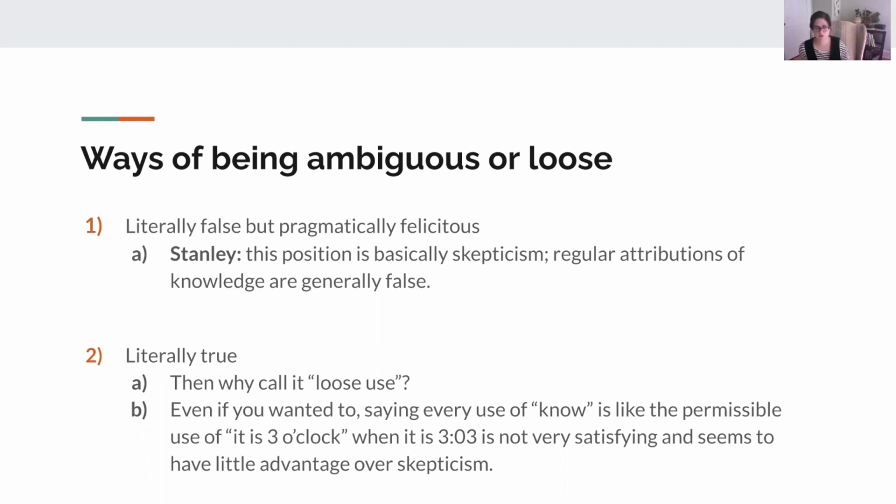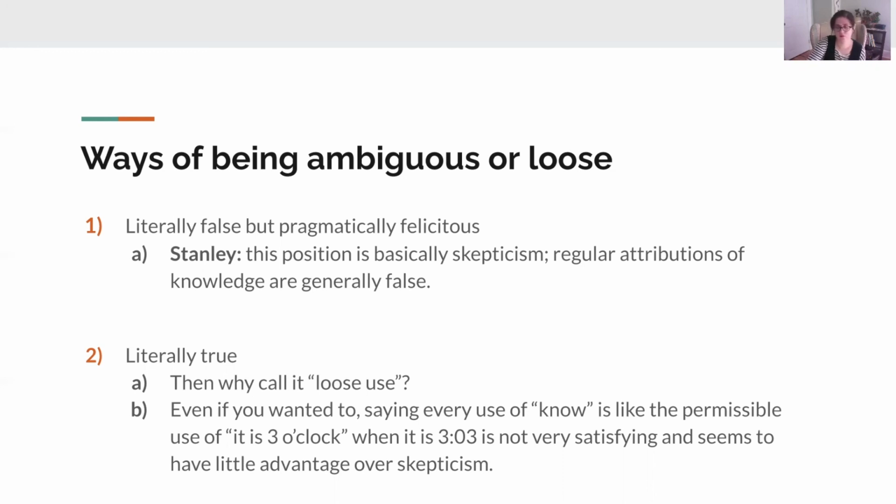Even if you wanted to use the sense of loose or ambiguous, saying every use of "no" is like the permissible use of "it is 3 o'clock" when it is 3:03 is not very satisfying, says Stanley, because it's just kind of an approximation. It's a literally true somehow approximation, but it's not very satisfying. It seems to have little advantage over skepticism. You might think that the second answer doesn't do much better than the first one. So that can't be the explanation of why knowledge is context variant, that it's an ambiguous or loosely applied word. So that's perhaps the least good of the options.